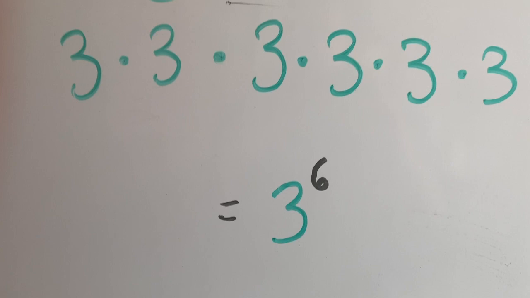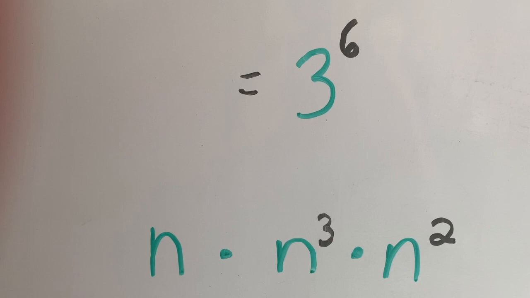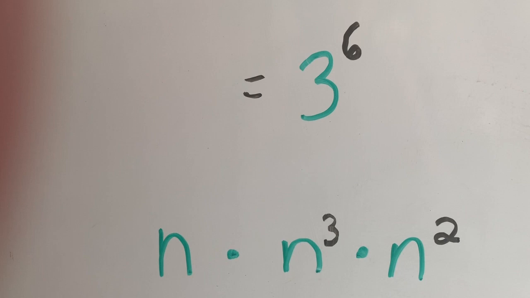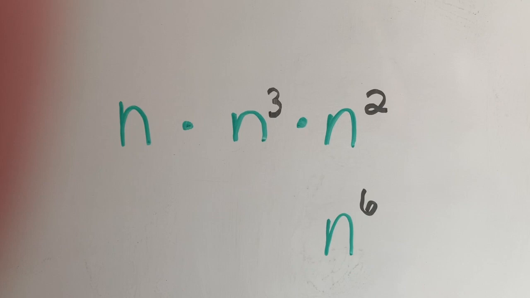This also works with variables. n times n to the third times n to the second. n has a hidden exponent. It's 1. So all we need to do is keep the base, which is n, and add 1 plus 3 plus 2. n to the sixth power.